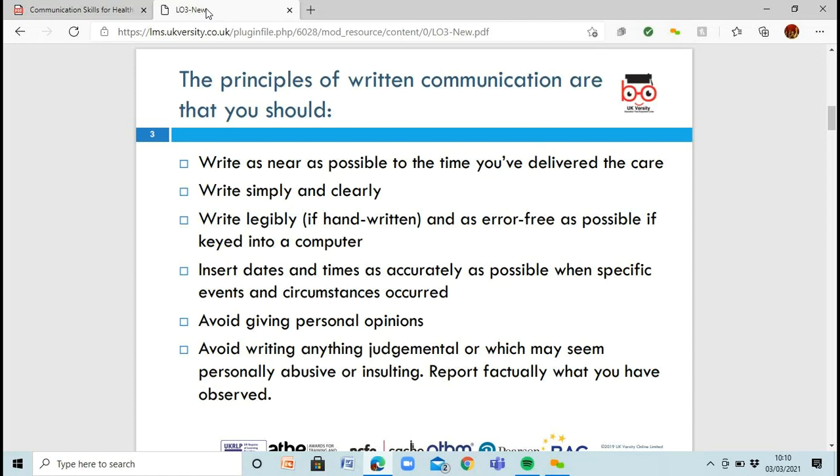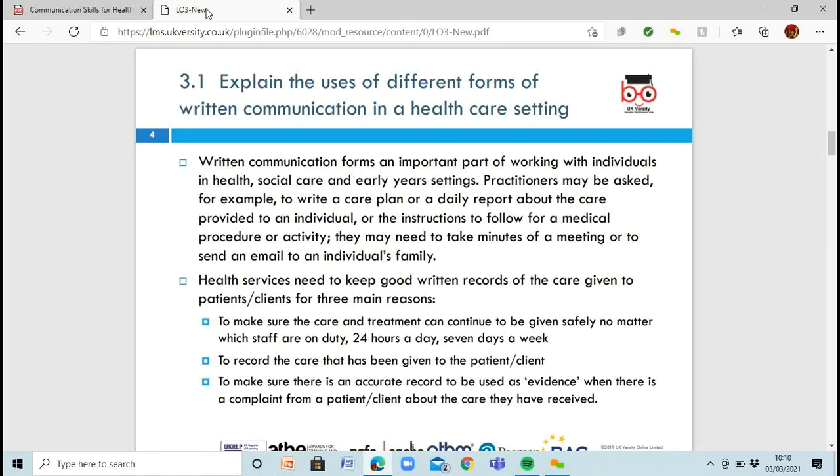So now we've looked at some of the principles of written communication and why we do it. We're just going to go on to 3.1. So 3.1 is explain the uses of different forms of written communication in a healthcare setting. Now, written communication is, like we're saying, an extremely important part of you working within healthcare, within early years settings, within any type of settings where you have somebody that is vulnerable with you.